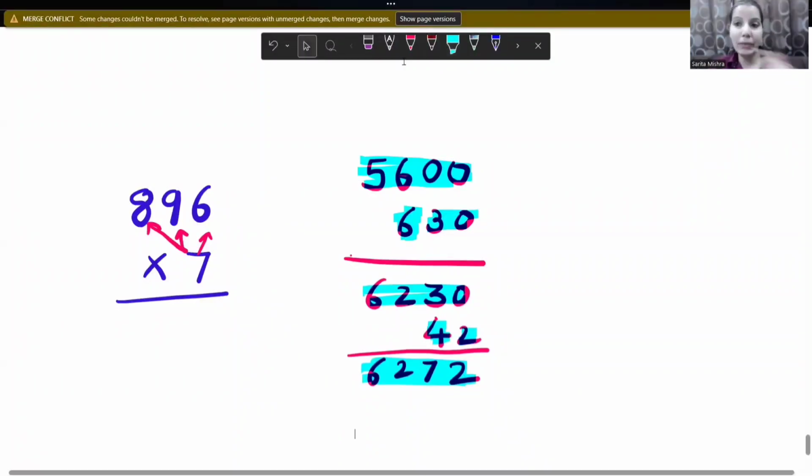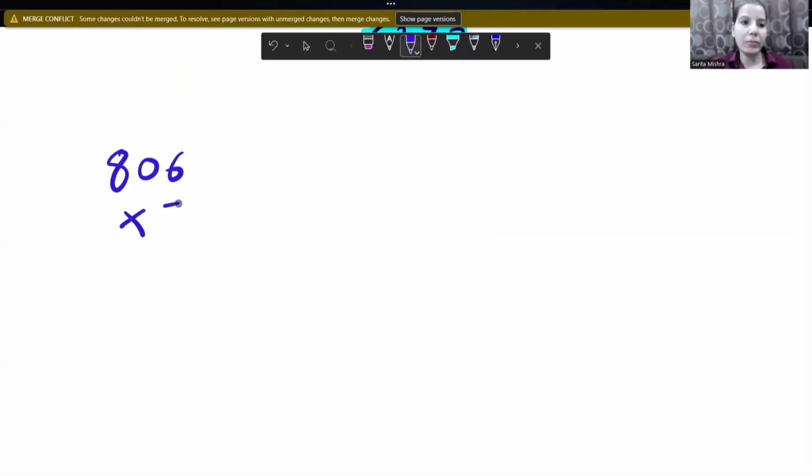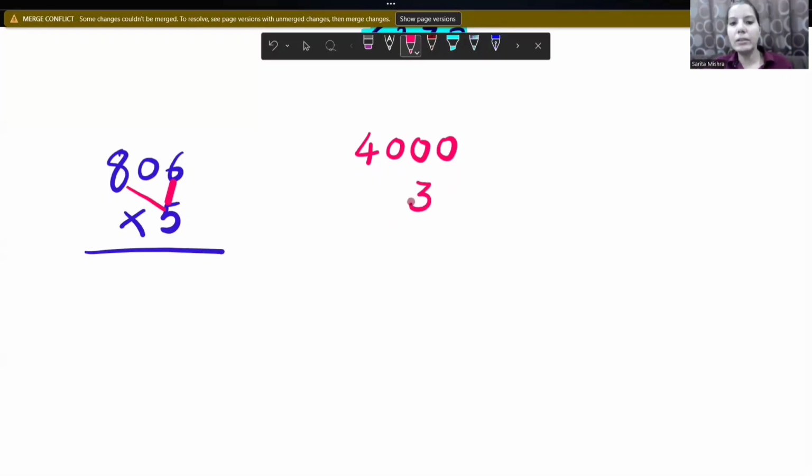Now, there is one more case here. If you have 0 in between or after the number, let's say we have 806 times we have to multiply 5. This becomes super easy because there is a 0 in between. So here we will do 800 times 5 first. So 800 times 5 will give us 4,000. Okay. That 0 has no value. Then we will just do 5 times 6. So that is 30. So 4,030 is your final answer.